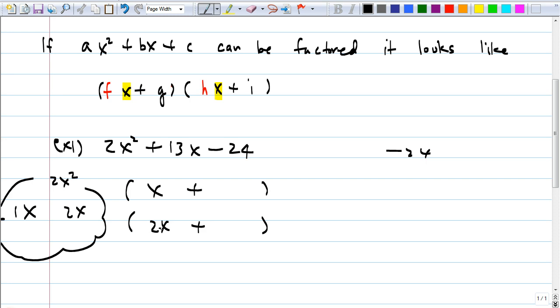Actually, not really. What if I do? There's another case. Rachel, do you see another case? Is that the only way to get 2x squared when you multiply two things together?